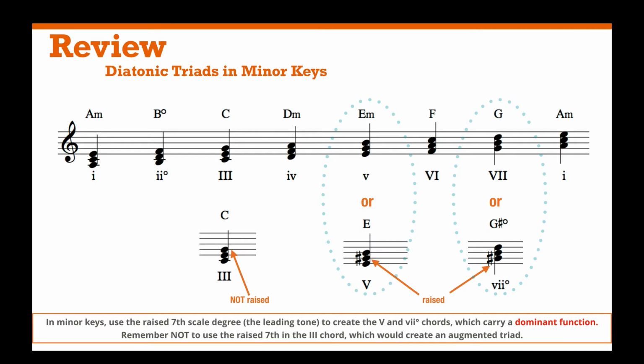Let's do a review of diatonic triads in minor keys. We're going to look at A minor, which of course is the relative minor key to C major. Of course, this means that you took all the notes from the C major scale and you decided to change the focal point, move up to the 6th scale degree of the C major scale. C, D, E, F, G, A is the 6th scale degree, and you made that the new focal point.